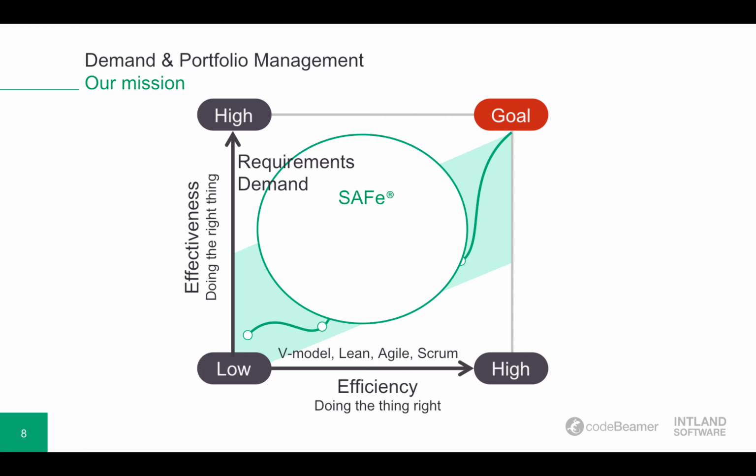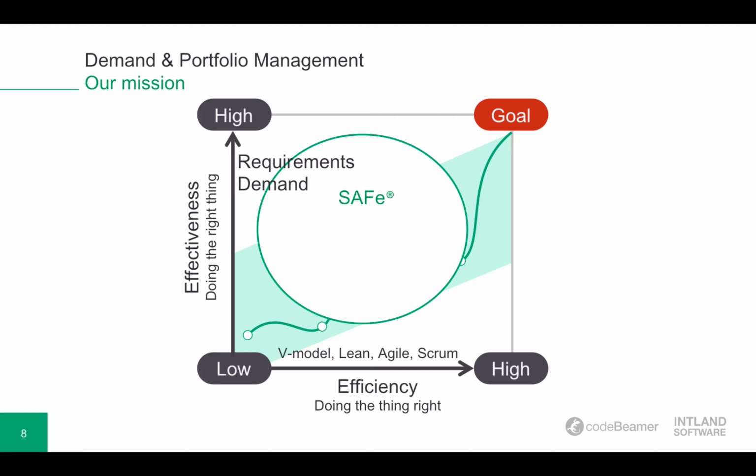So portfolio management and demand management is a strategic activity which aims to support decision making in order to achieve the optimum use of resources. It is all about doing the right things. With CoBeamer, we help our customers to achieve a higher level of effectiveness by doing the right things, using our demand and requirements management capabilities.